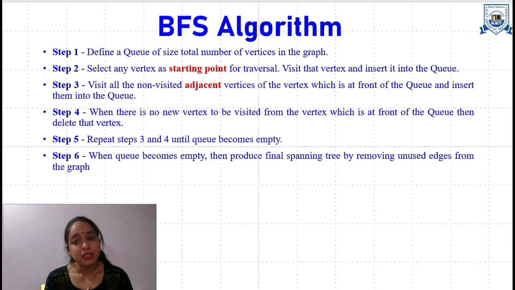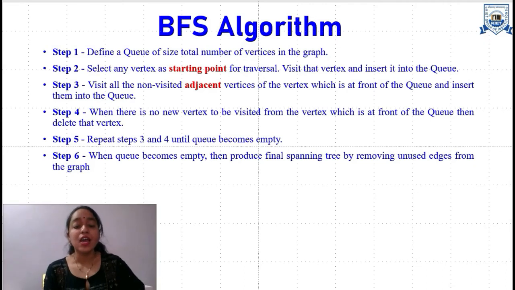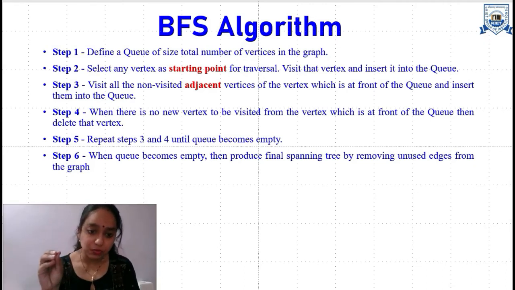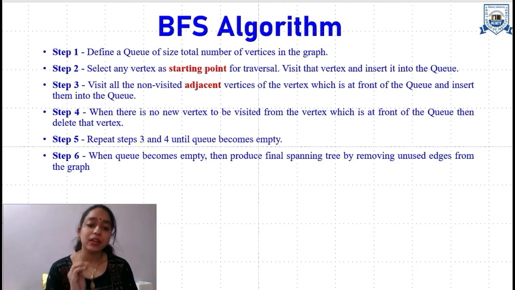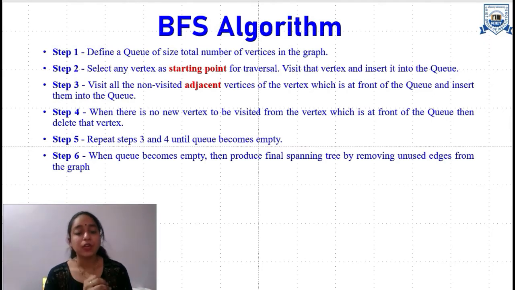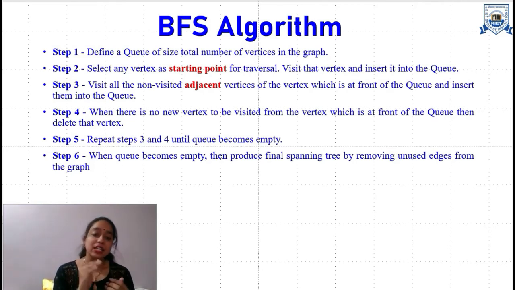Next, until the queue is empty, we will visit all the non-visited adjacent vertices of the vertex which is at the front of the queue, and we will insert them into the queue. We take the vertex from the front of the queue. In a queue data structure, deletion is always done from the front end and insertion from the rear end. You are well aware of the queue data structure.